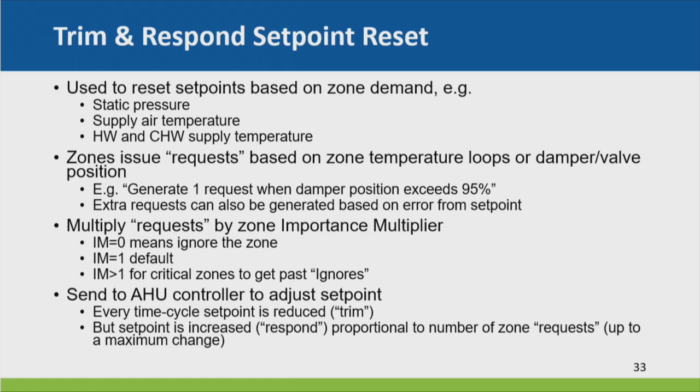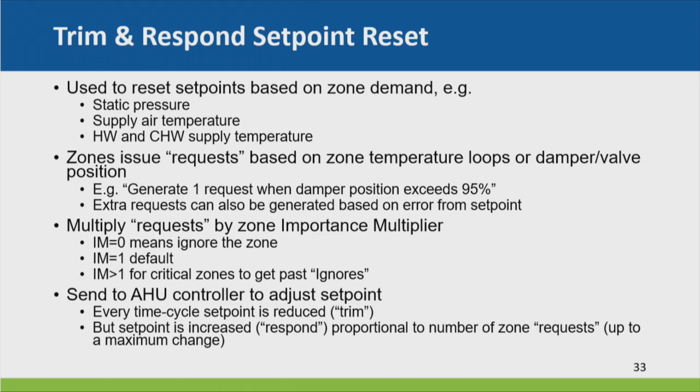Okay, so trim and respond. I mentioned this earlier as a way of doing a dynamic reset. We use it for static pressure, which I'm going to describe here. We use it for supply air temperature. We use it for chilled water and hot water temperature reset. The way it works is that zones will generate a request. For supply air temperature reset, it's the cooling loop.